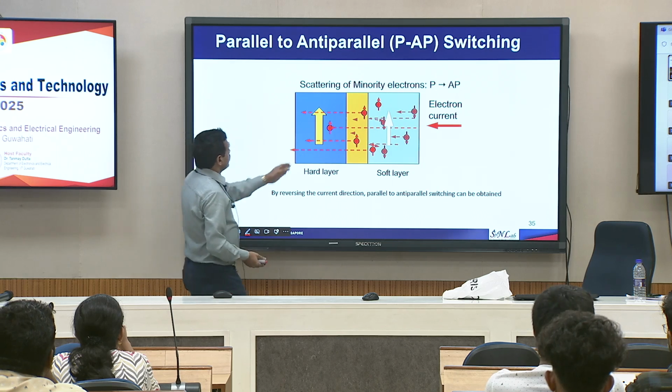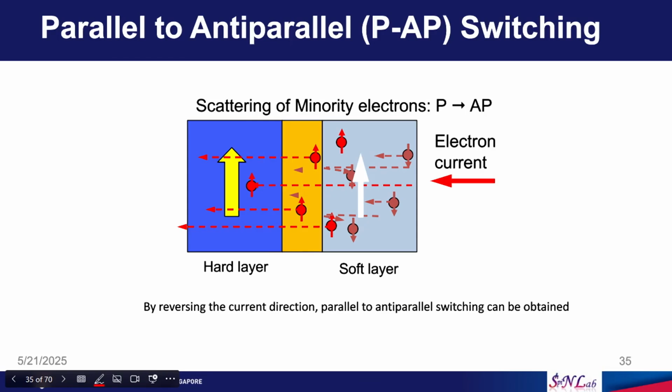Okay. Now, the initial configuration is both the magnetizations are parallel. So, now we send electrons from this side. So, we have spin up electrons, spin down electrons. This layer has magnetization pointing in this direction, and this layer also has magnetization pointing in this direction. So, when you send these two, the spin up electron will go through, it will do nothing, but the spin down electrons cannot go through this layer.